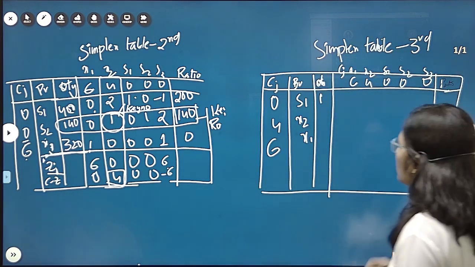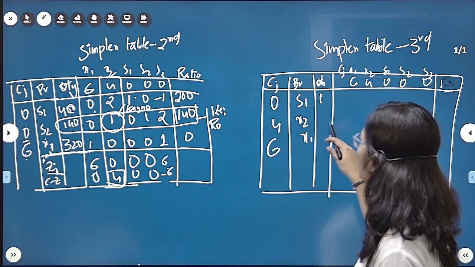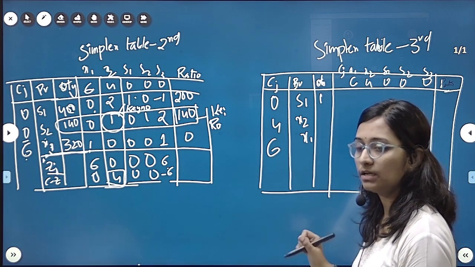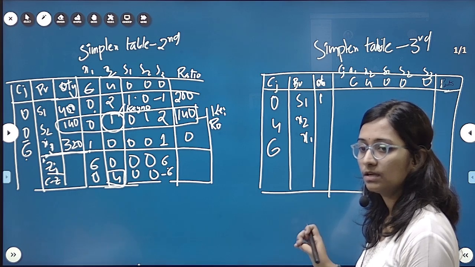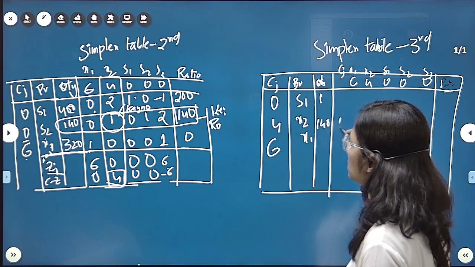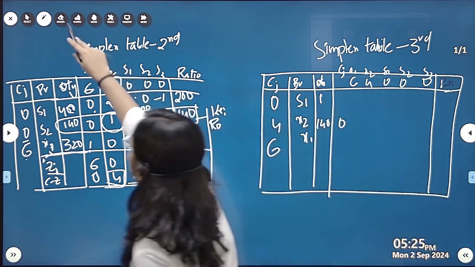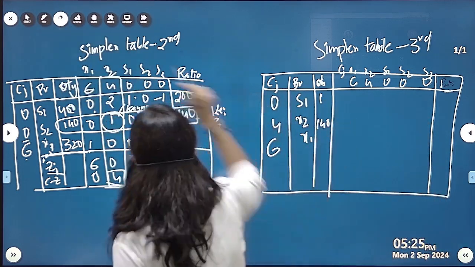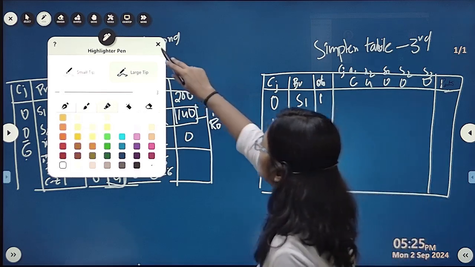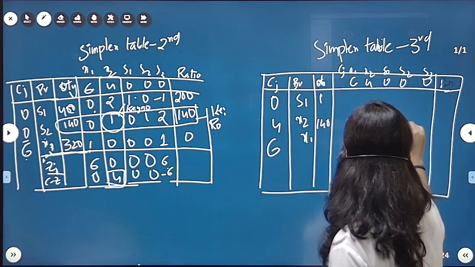Okay. So now tell me, what will be the S2 row values? The key row should be divided by the key number. So it will be the same numbers, 140, 0. Everyone getting it right? So 0, 1, 0, 1 and 2.